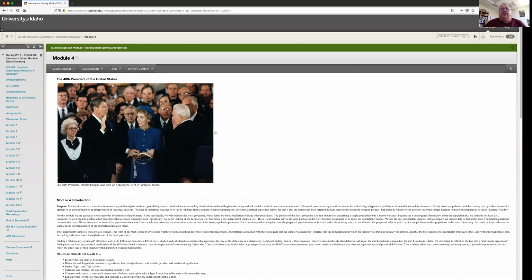For a one independent samples t-test, the purported population mean is stated and is either being tested to see if in fact the purported value is valid or if a sample from another population is the same. Either way, the results indicate whether the sample mean is representative of the purported population mean.